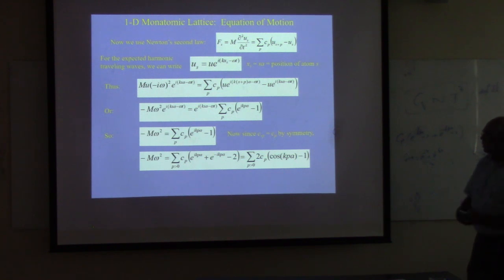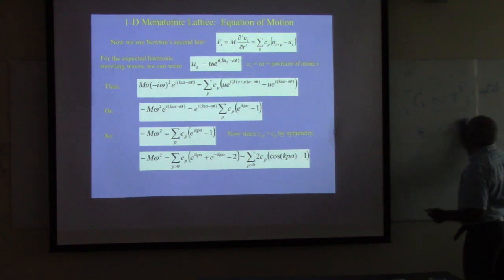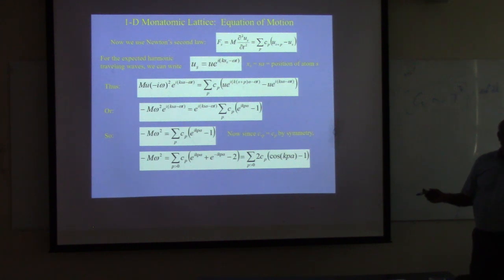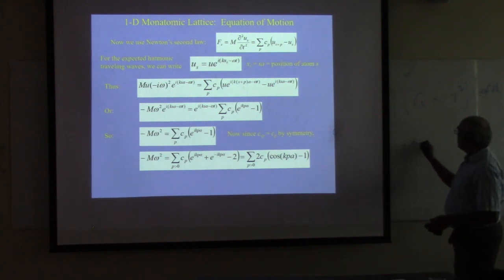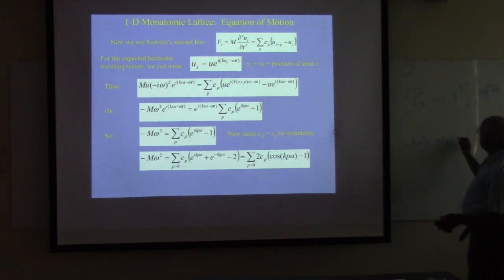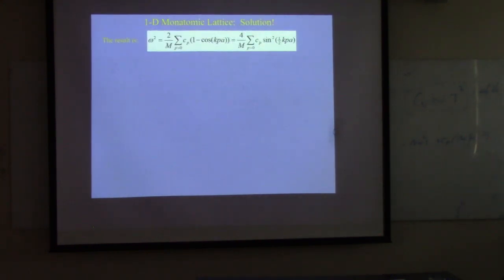But for simple consideration, we only consider nearest neighbors. Nearest neighbors means P is only 1, right? You don't have to consider the left one. We already considered that one, right? So then your answer is minus m omega squared is simply 2C1 times cosine of P, which is simply 1, right? Cosine PA minus 1. That's it. So only the nearest neighbor, if you consider only the nearest neighbor.